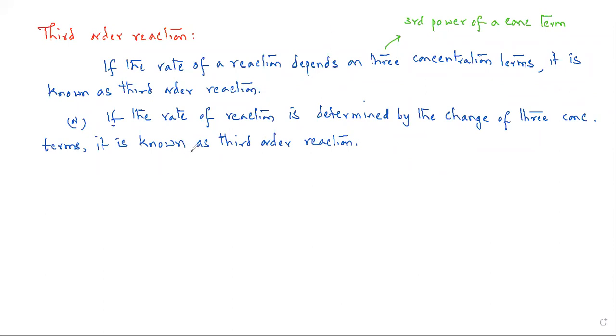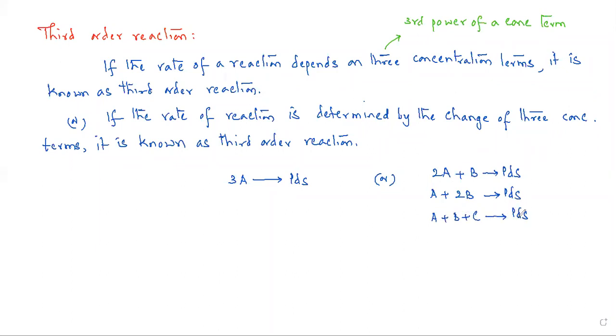Okay. Let us consider this way. 3A gives rise to products, of course. It can also be taken as 2A plus B gives rise to products, A plus 2B gives rise to products, A plus B plus C gives rise to products, or even A plus B plus C plus D in large excess gives rise to products. That way also is okay.